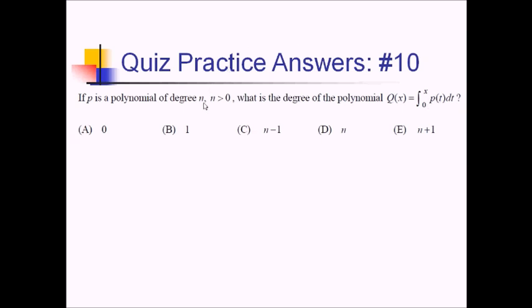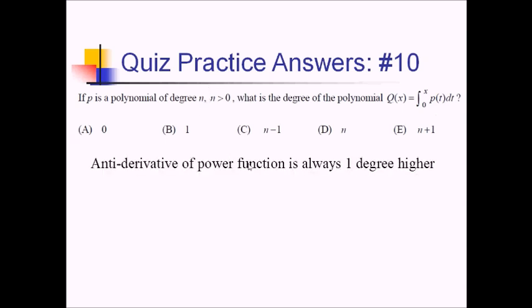So in this problem, we're going to have to take the antiderivative of this polynomial that had degree of n. Since it's a polynomial, the reverse power rule works on it, which means you would add 1 to the exponent and then divide by the new exponent. So that means you'd be adding 1 to this n. Since the antiderivative of a power function is always 1 degree higher, choice E, n plus 1, is the way to go on this one.